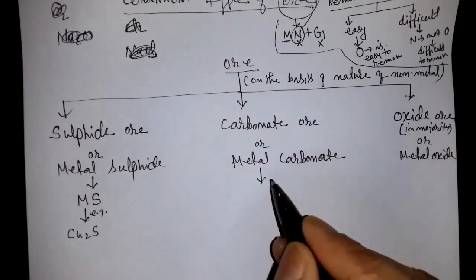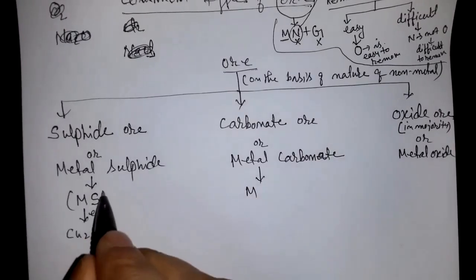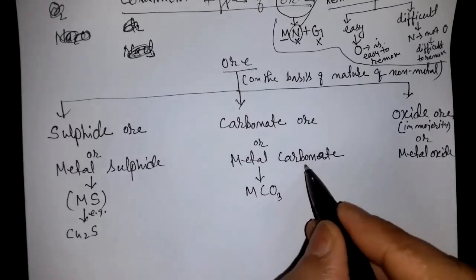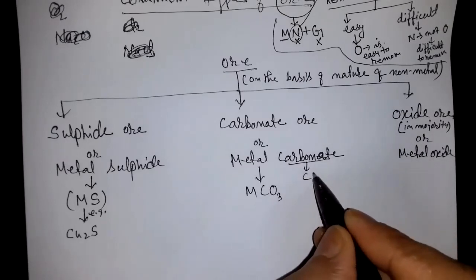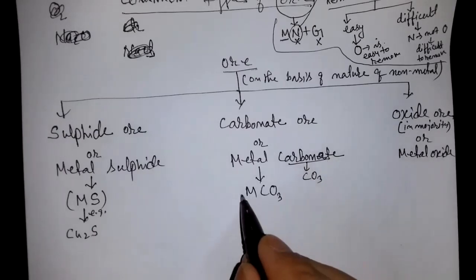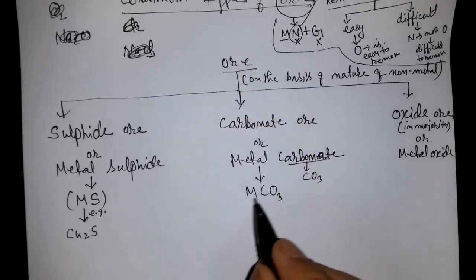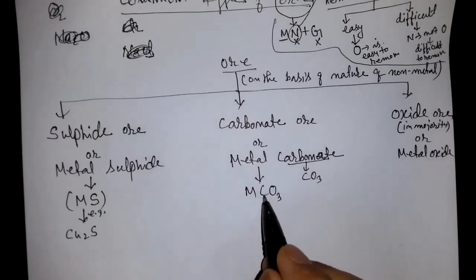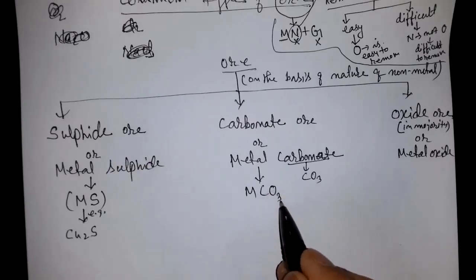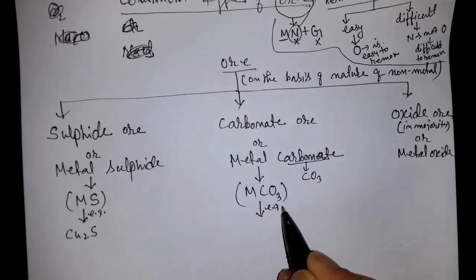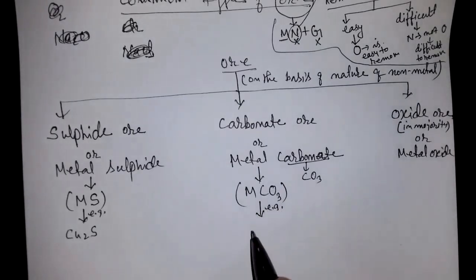And in this, your metal will be any metal. The non-metal must be CO3, because CO3 is called carbonate. Carbonate means CO3. This combination of these two non-metals, this group name is called carbonate. And this is not the formula of carbonate ore. Generally, carbonate ore should contain what I'm saying. So in carbonate ore, there will be any metal, but the non-metal must be CO3. That means carbon and oxygen 3. A proper example we have to take. Okay, so in the textbook, there is one example, zinc carbonate.